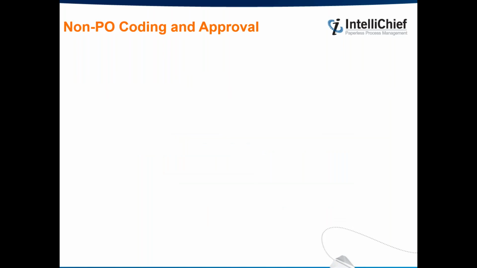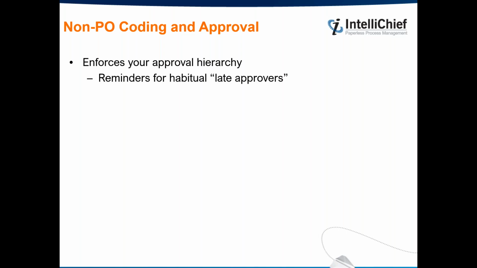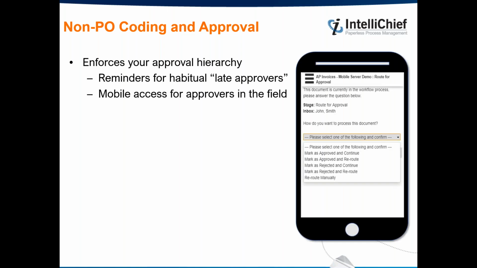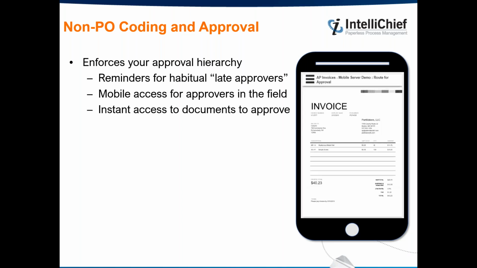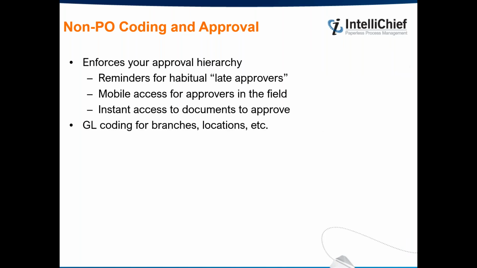On the non-PO-based invoice side, they've got to be coded, they've got to be approved, right? So we want to make sure that workflow and the business rules within IntelliChief enforce your approval hierarchy, right? Making sure there are reminders for people who don't necessarily approve their invoices on time. Want to make sure that through mobile access, when they're not in the office, they can still access those invoices and approve them or reject them or do whatever they need to do, right? Having instant access to those documents remotely, again, even in this time of working from home and not being able to go into the office, is huge, right?